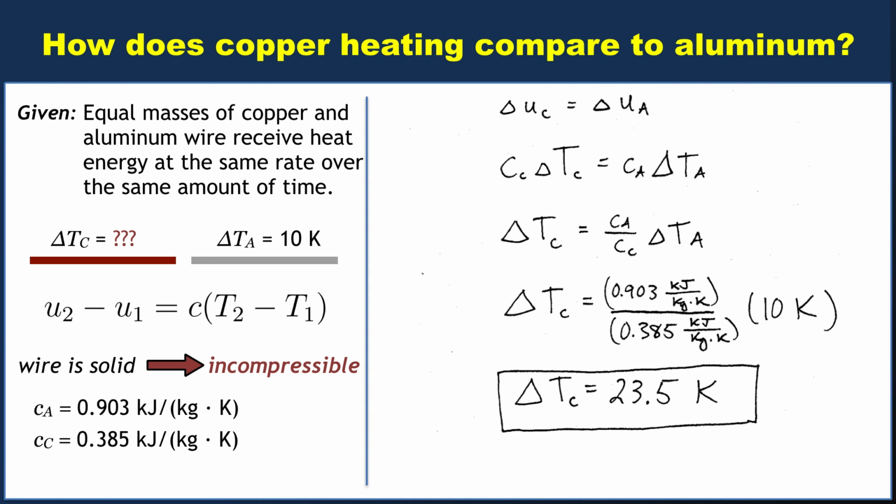Interesting. So you change aluminum by 10 Kelvin, add the same amount of heat to copper, it changes it by 23.5 Kelvin. That tells you how specific heat usually works for an incompressible substance. Now remember, if it's not incompressible, you can't use that shortcut on the left. You may be doing other things to the internal energy, but for an incompressible substance, there's a direct proportion between the change in internal energy and the change in temperature, and that tells you how the specific heat ends up affecting the change in temperature.